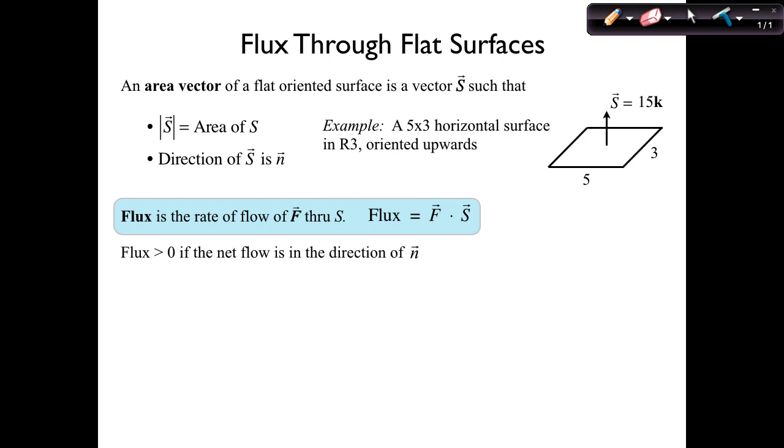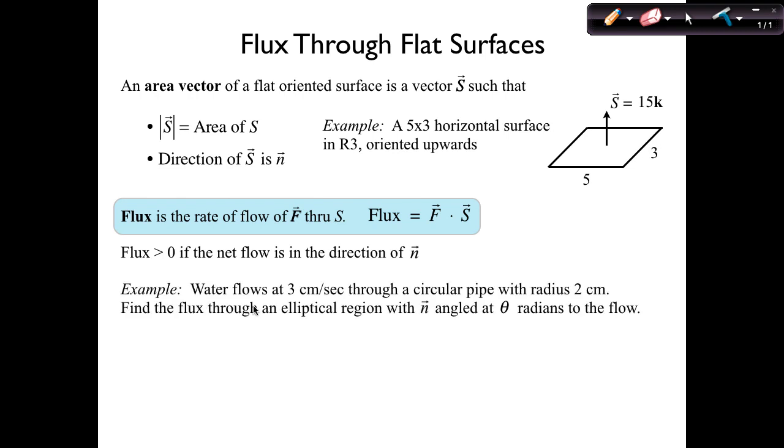Okay, so if the net flow through a surface, if you take into consideration the whole surface and you get a net result in the direction of n, then you have positive flux. So that's why we need to orient the surface, so we know which way is the direction of positive flow or which way is the direction of negative flow.